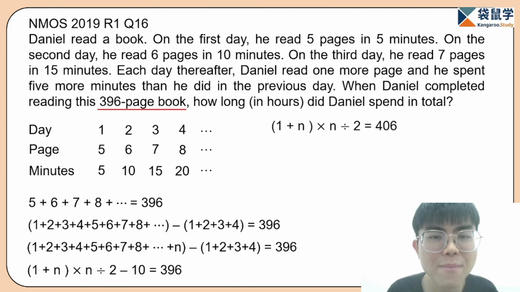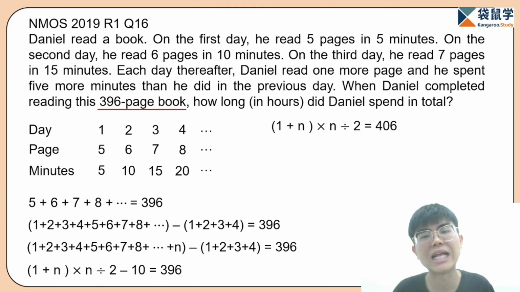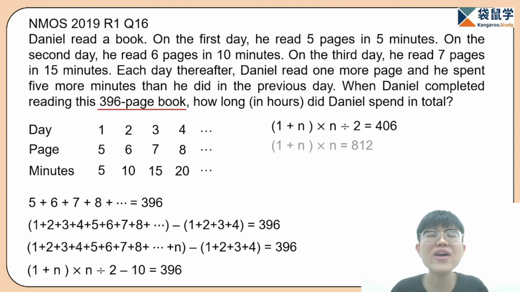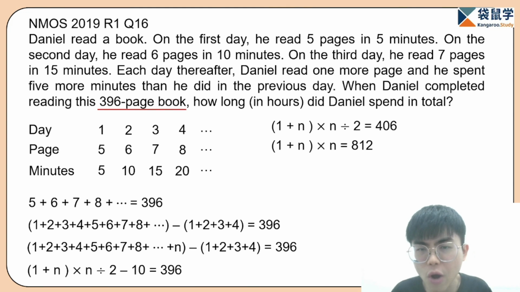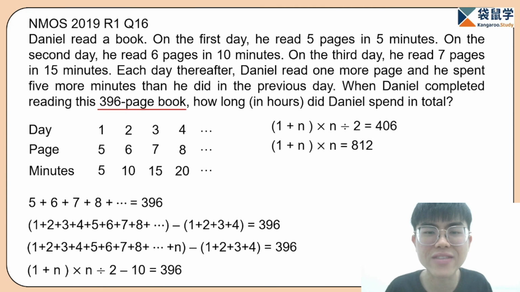Now, let's try to find the value of n. So we have (1 + n) times n divided by 2, which is equal to 406. Then we have (1 + n) times n, which is equal to 812. So in this case, 812 is just the multiplication of two consecutive numbers, n times n plus 1.